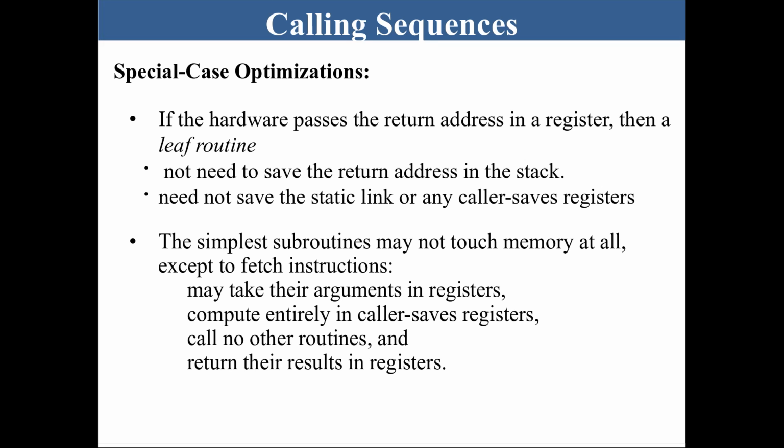And also, it need not have to save the static link or any caller saves registers. A subroutine with no local values and nothing to save or restore may not even need a stack frame on the disk machine. And the next optimization is that the simpler subroutines may not touch memory at all except for fetching instructions. That is, they may take their arguments in registers, compute entirely in caller saves registers, call no other routines, and return their results in registers, etc.